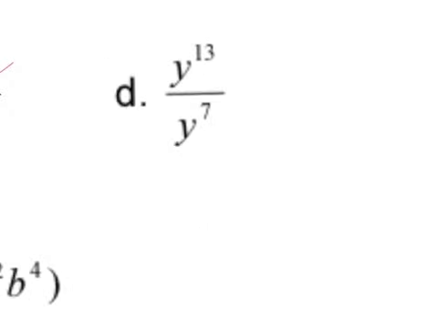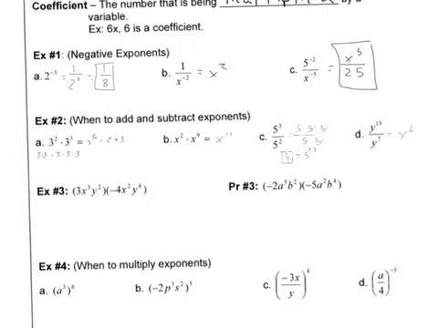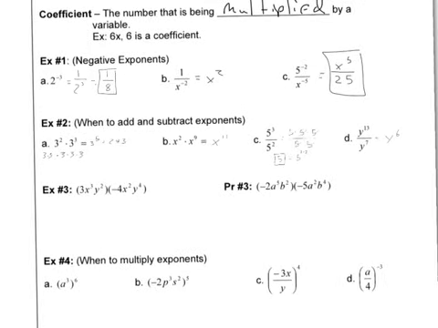So try this one. You should be able to see it right away. 13 minus 7 is y to the 6th. Okay. That was all adding and subtracting exponents.